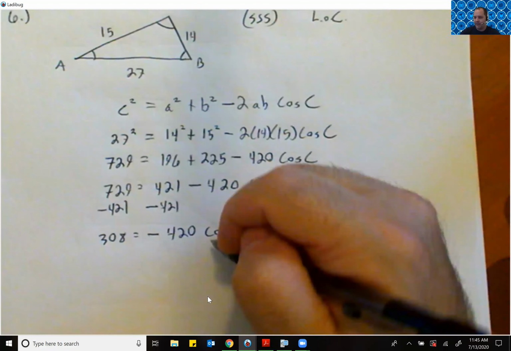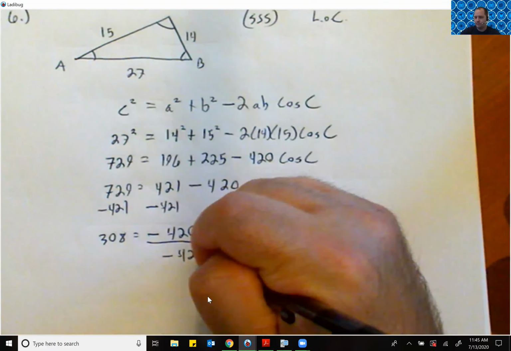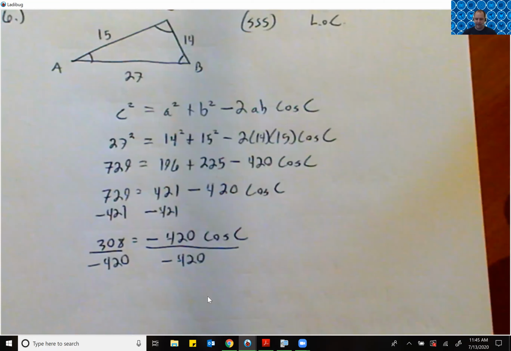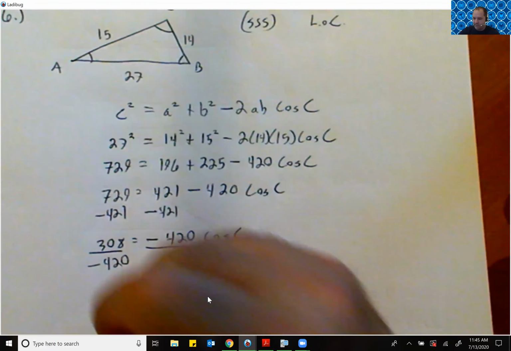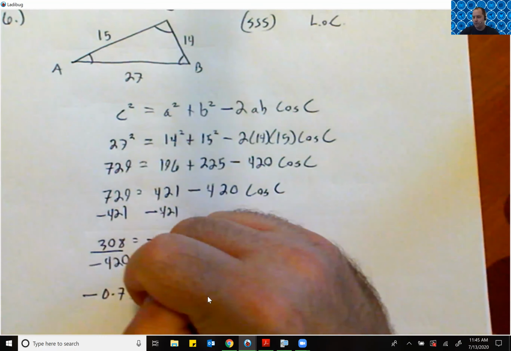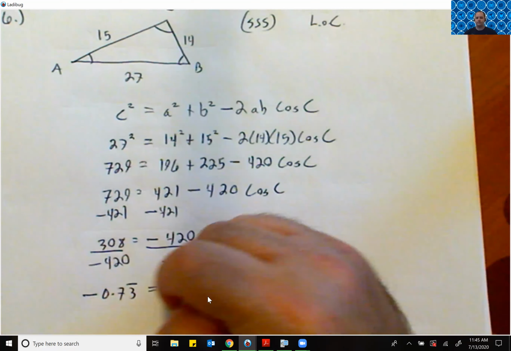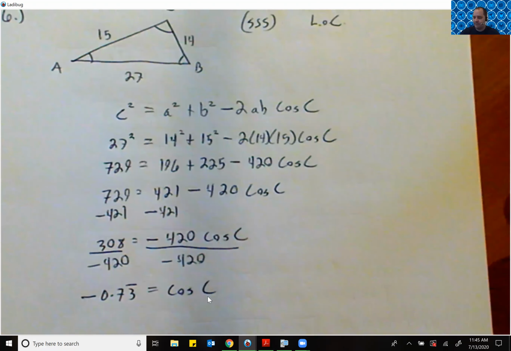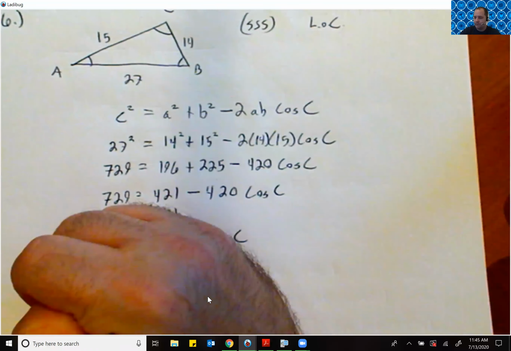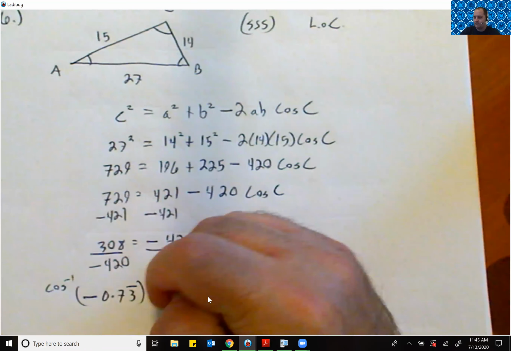Divide by negative 420. So 308 divided by negative 420 is negative 0.73 repeating, equal to cosine C. How do I get C by itself? Cosine inverse. Yes, you guys are so good. Cosine inverse, both sides.